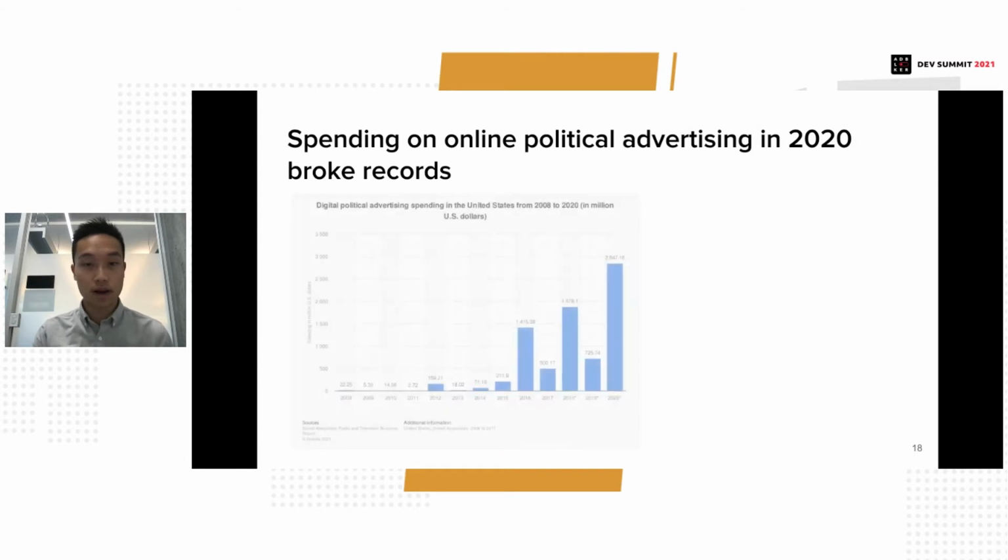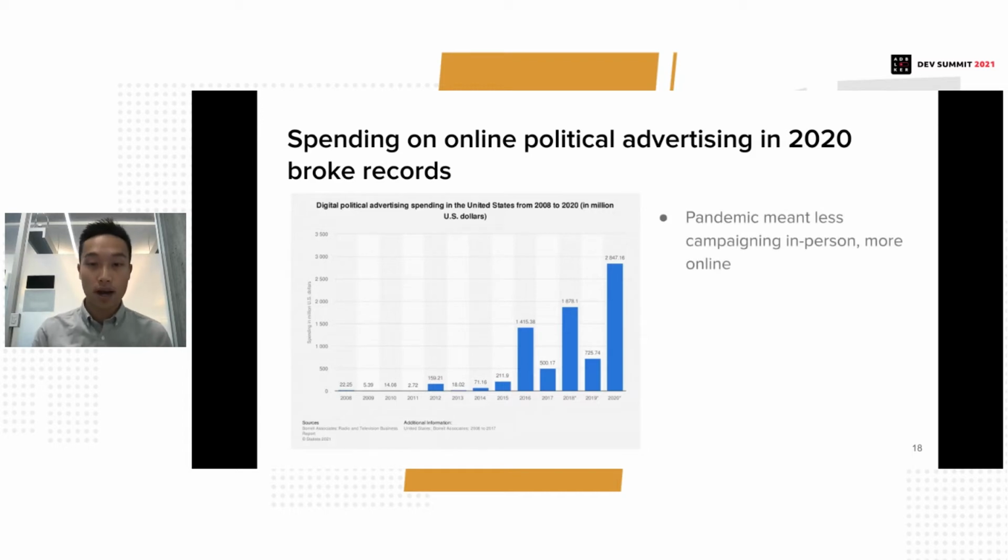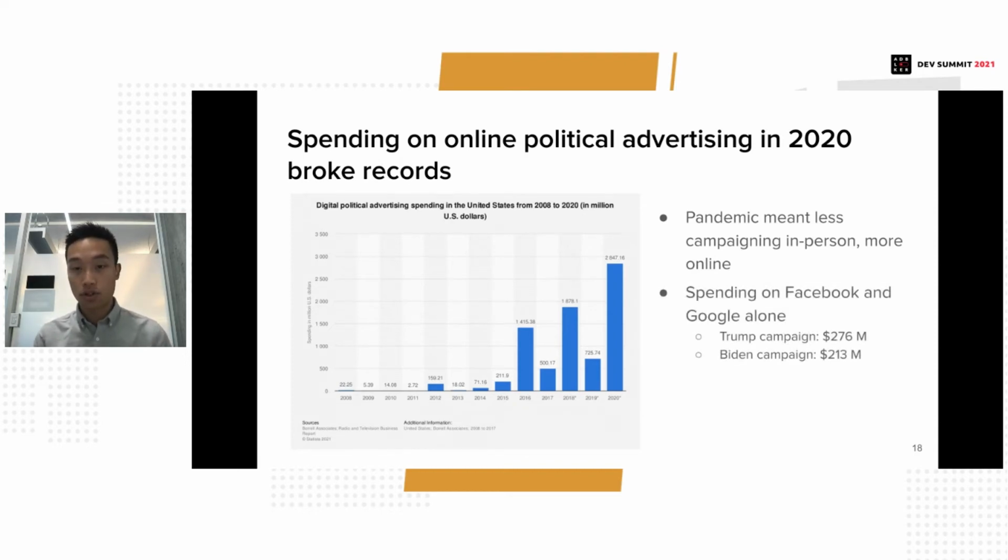Here's a graph of digital ad spend in millions of dollars since 2008. Spending has dramatically risen, reaching over $2.5 billion in the last year. The pandemic also heightened online political advertising as campaigns shifted from in-person events to more online and TV ads. On just Facebook and Google, the Trump and Biden campaigns spent over $200 million each.